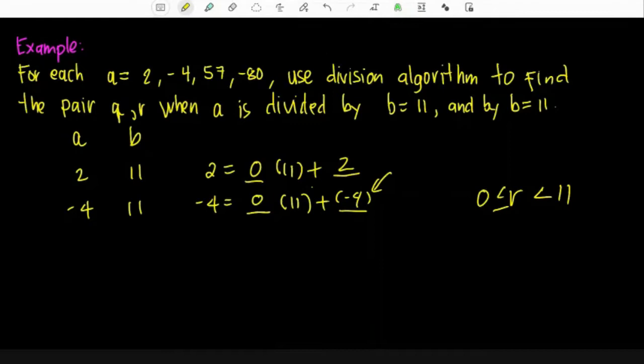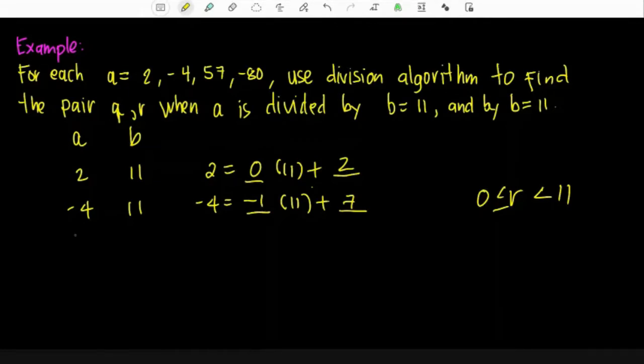Right? So ibig sabihin, wag 0. Gamit ka ng isang negative 11. Yan. Para pwede ka mag-add ng positive value. So anong kailangan mong i-add? Kailangan mo i-add 7. So now 7 satisfies the requirement that R is between 0 to 11. Yan. Ganun lang kasimple yung idea.